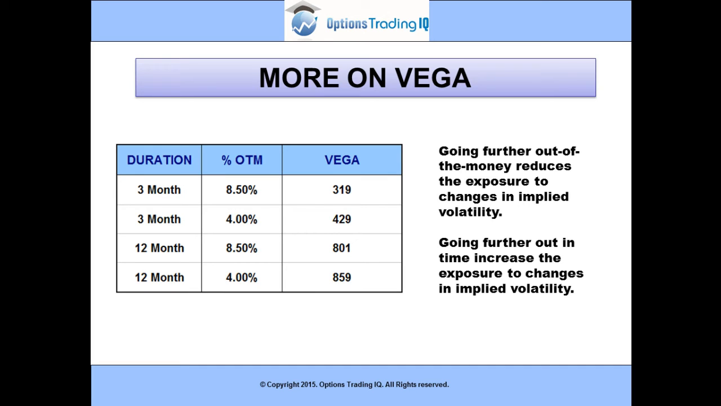Also, going further out in time increases the exposure to changes in implied volatility. So the second two lines there, we've gone out to 12 months. We've gone the same two distances away, 8.5% and 4%, and you can see that the VEGA exposure is much higher at 801 and 859, so over double basically.